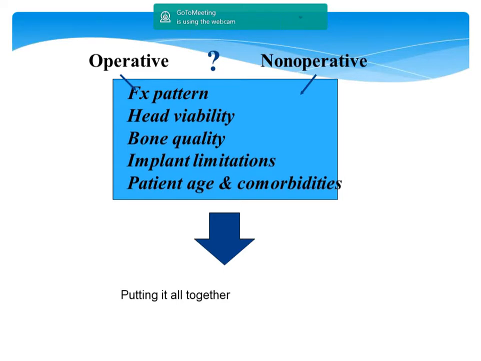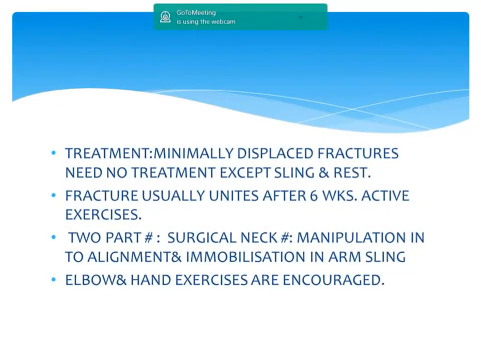So to decide whether to go for surgery or not, it depends on the fracture pattern, viability of the head, whether blood supply is lost or not, and bone quality, and implants, and patient age and comorbidities. All these things you need to check. So if you come to the treatment, minimally displaced fractures need no treatment except sling and rest. That's all. Sling and rest for 3 to 4 weeks for the upper limb. So fractures usually unite after 6 weeks.